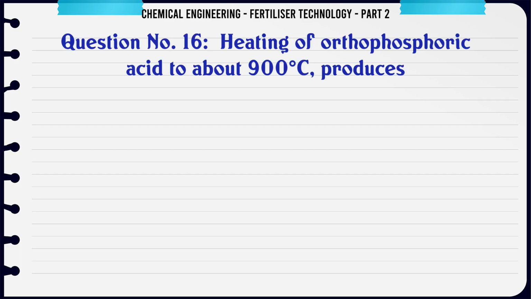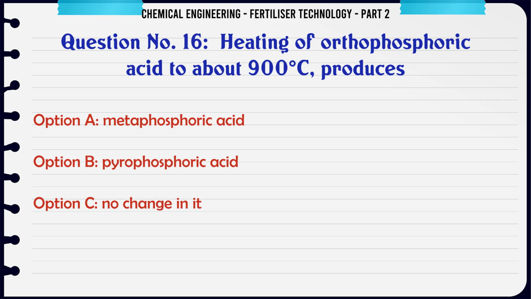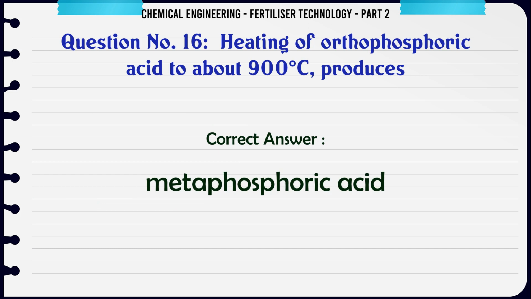Heating of orthophosphoric acid to about 900 C produces A. metaphosphoric acid, B. pyrophosphoric acid, C. no change in it, D. none of these. The correct answer is metaphosphoric acid.